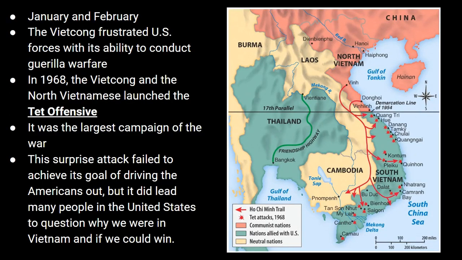The Tet Offensive was a series of attacks pulled off by North Vietnam and the Viet Cong in South Vietnam. The Viet Cong was the group in South Vietnam that was being supported by North Vietnam, trying to help turn South Vietnam to communism. These attacks happened over a period of several weeks.